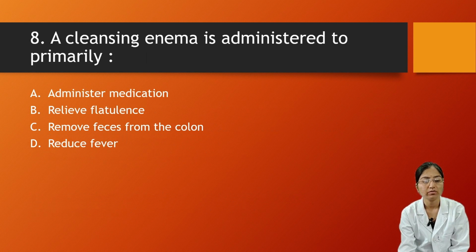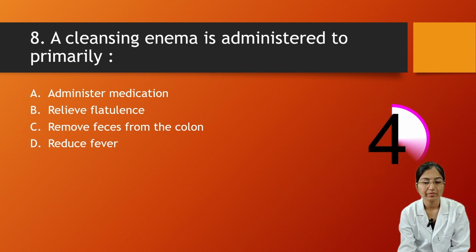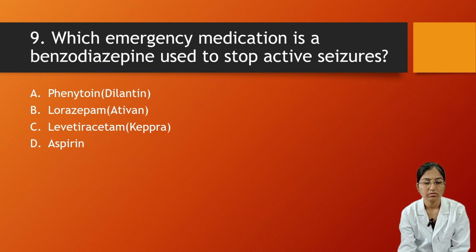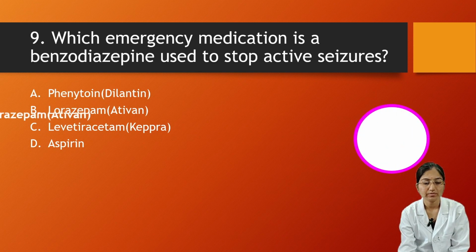Next question. A cleansing enema is administered to primarily... remove feces from the colon. Next question. Which emergency medication is a benzodiazepine used to stop active seizures? The option is B, that is lorazepam.